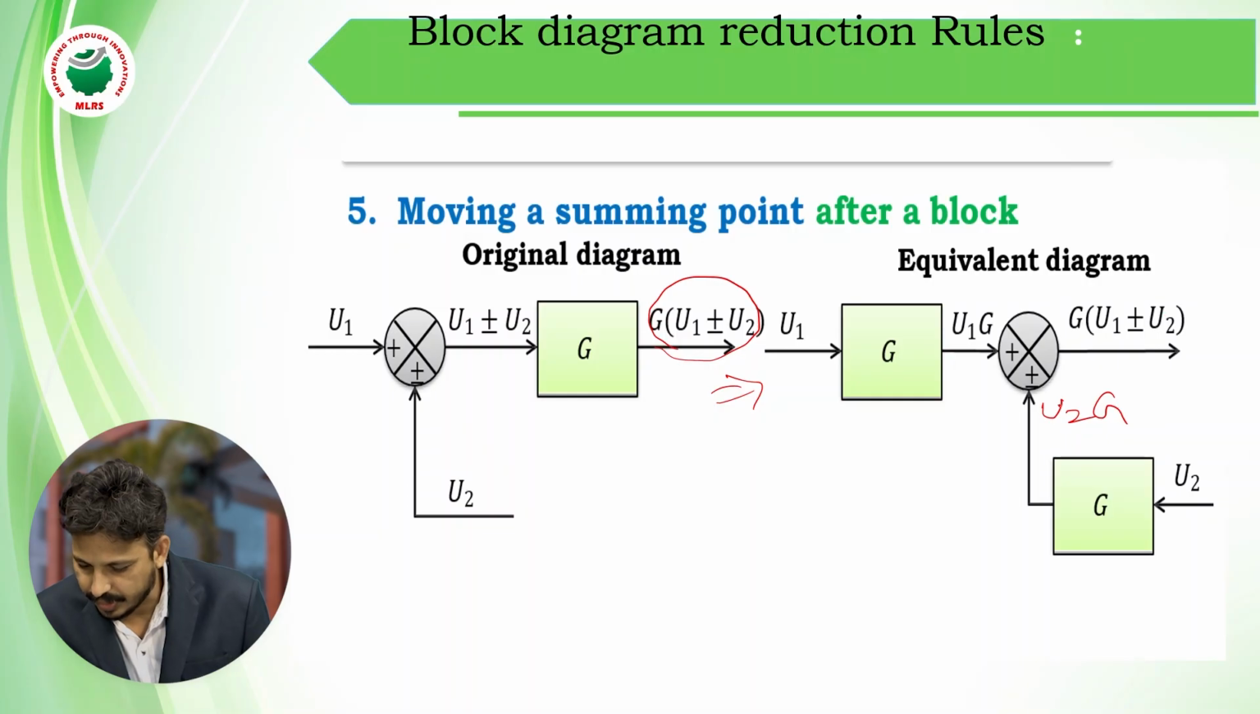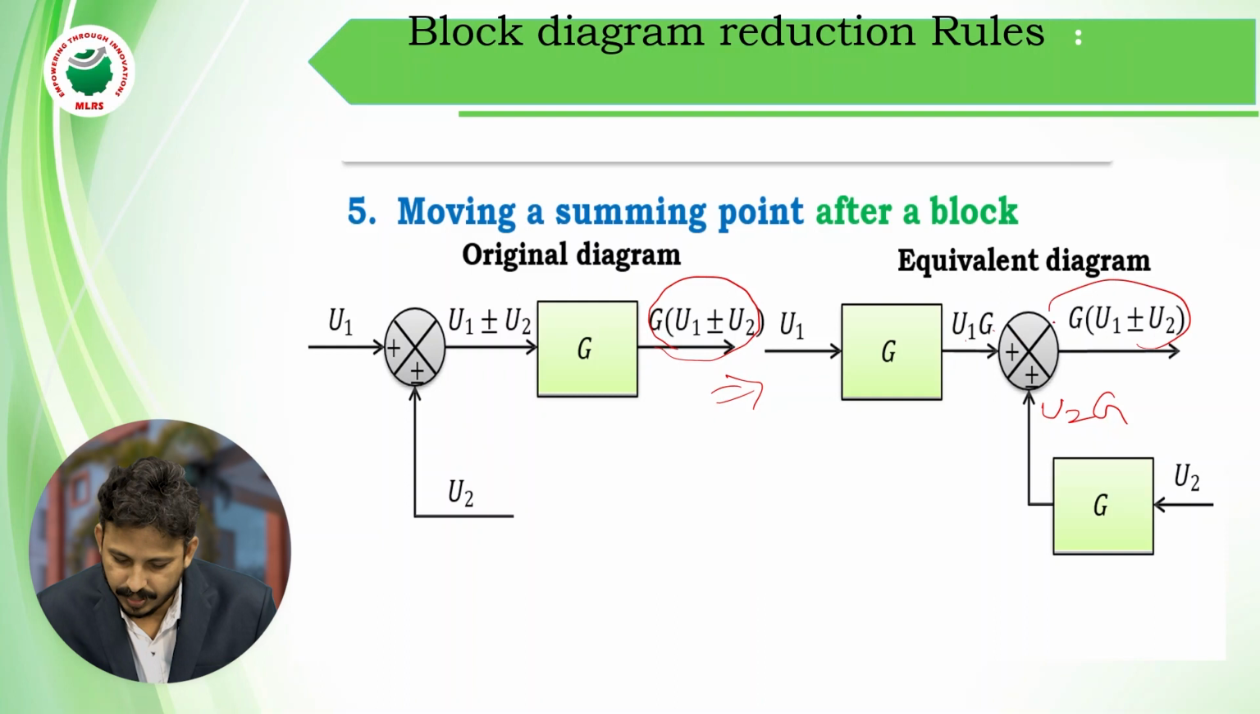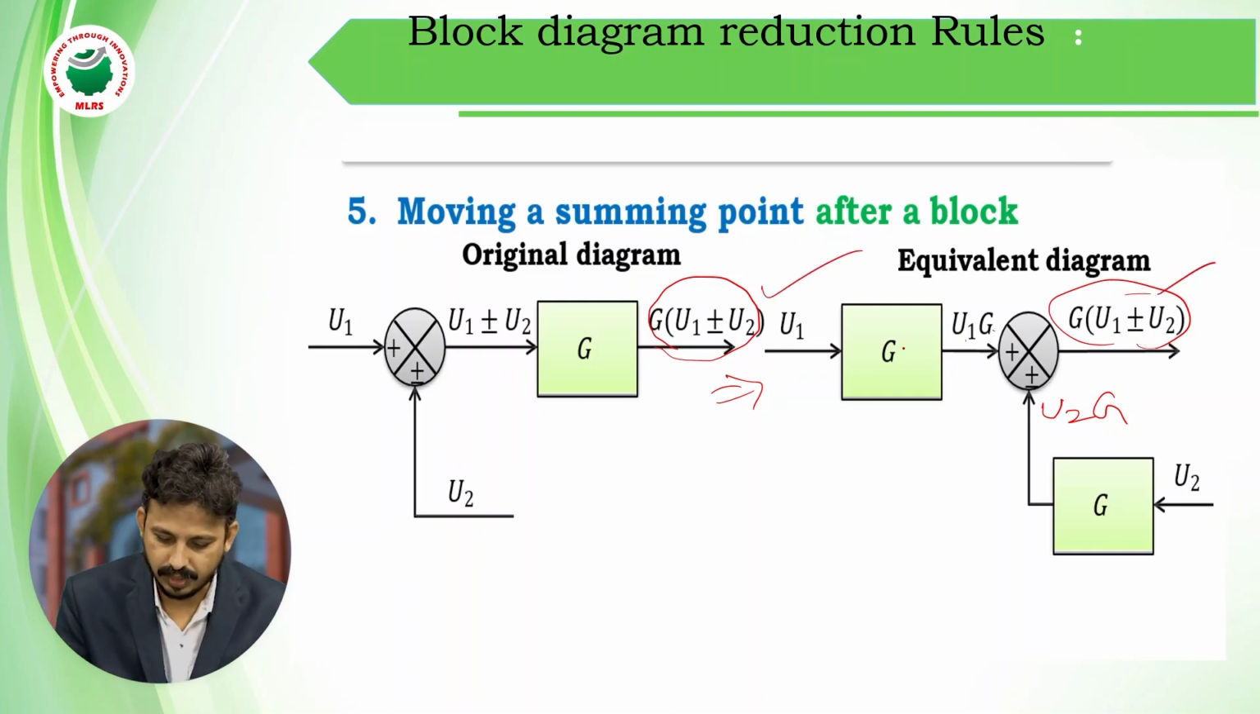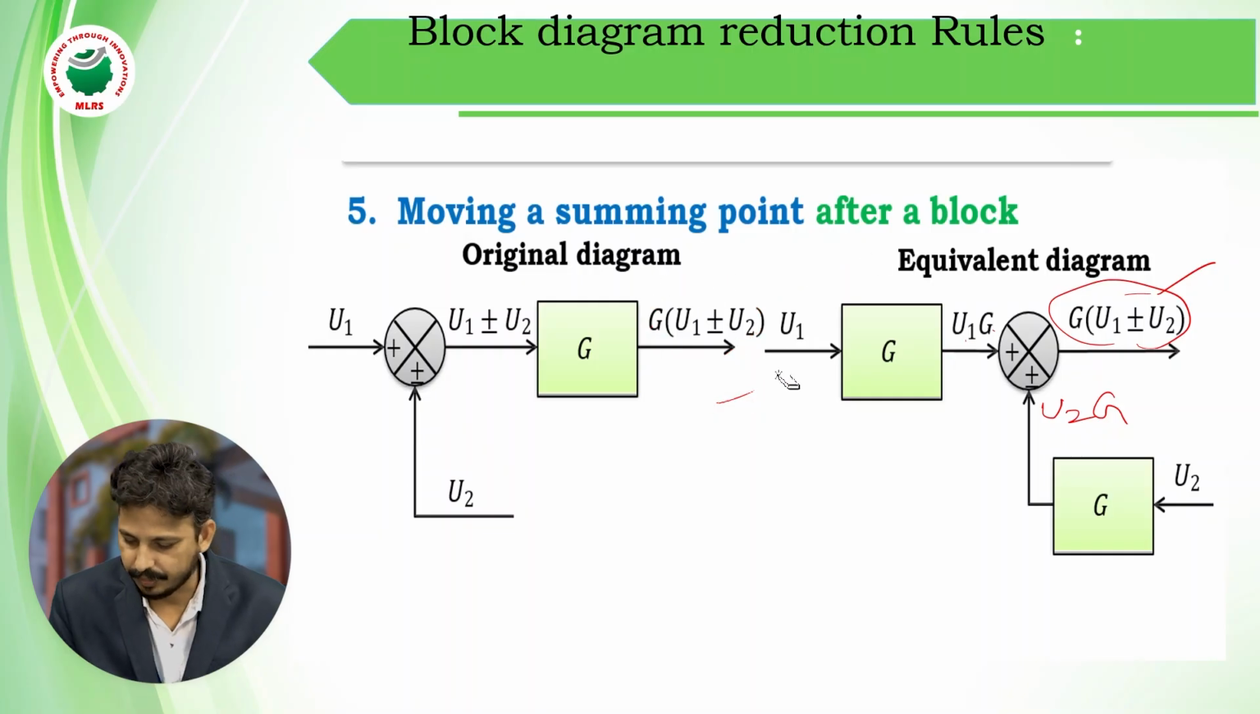So total output is U1G plus or minus U2G, and this must be equal. Both are equal, so I can interchange it. So this is the concept of block diagram technique.